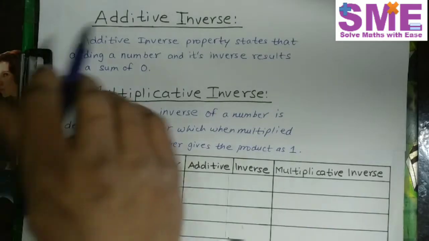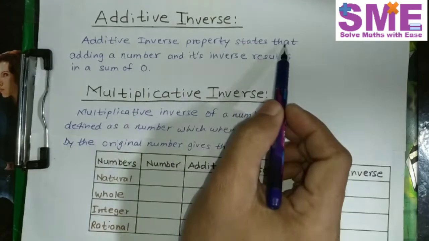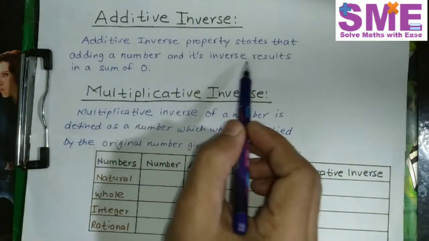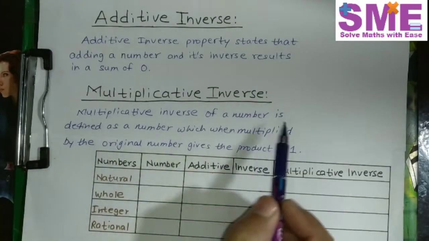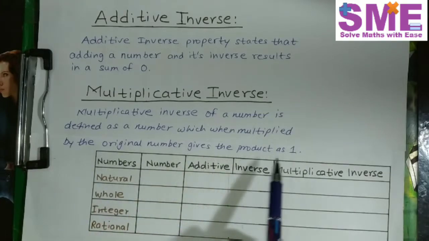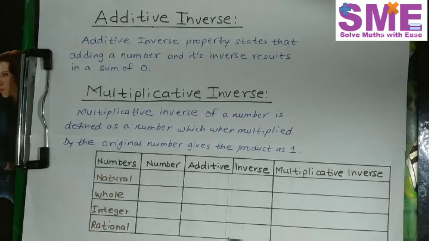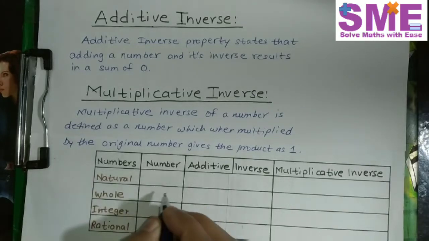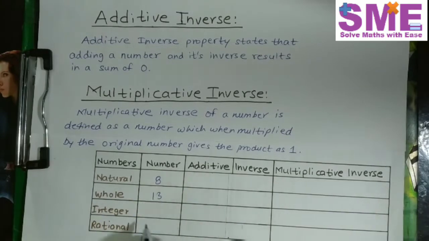So now let us understand what is additive inverse and what is multiplicative inverse. Additive inverse property states that adding a number and its inverse results in a sum of 0, and the multiplicative inverse of a number is defined as a number which when multiplied by the original number gives the product as 1. So here I have made this table, and suppose we take some sample numbers. For example, for natural number I take 8, and whole number I take 13. Integer I take as minus 21, and rational number I take minus 3 by 5.